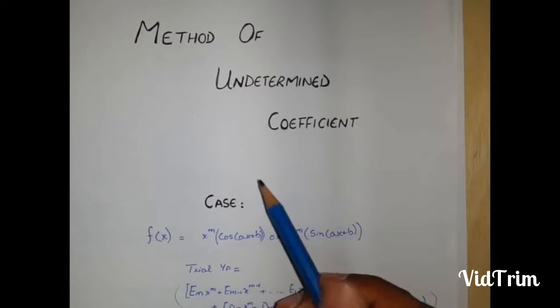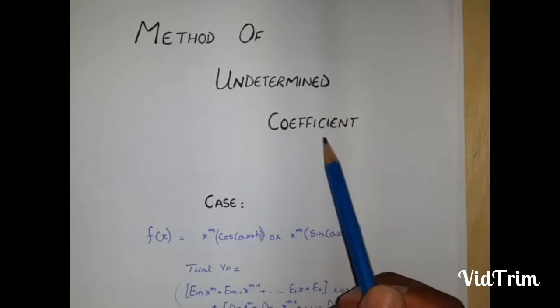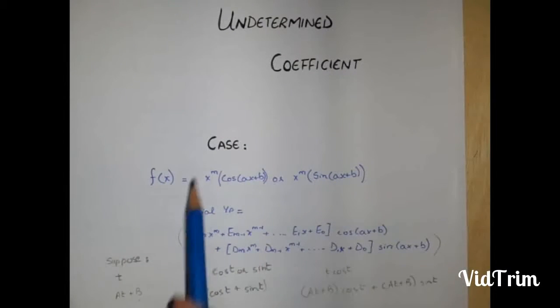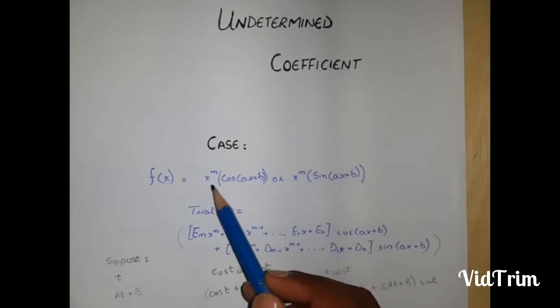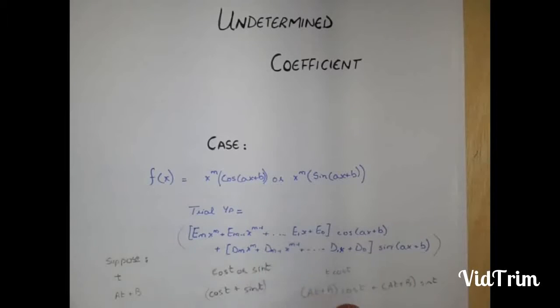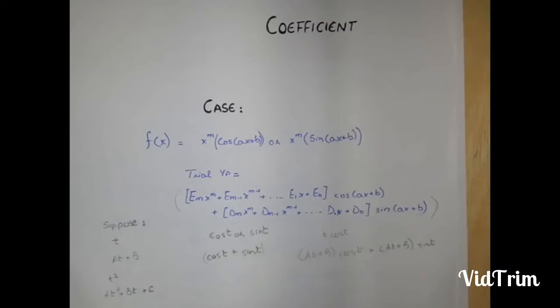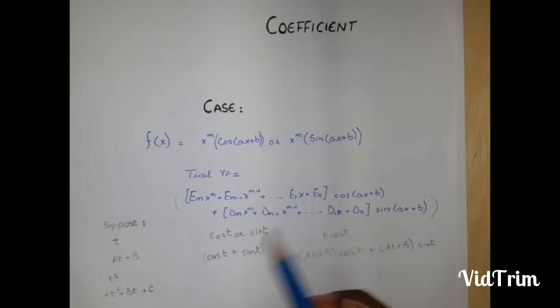This video is about how to solve higher order differential equations by the method of undetermined coefficients. If you have a case like this, where the function of x is x to the power m and an imaginary part, then your trial yp will be like this. I will explain what this is.